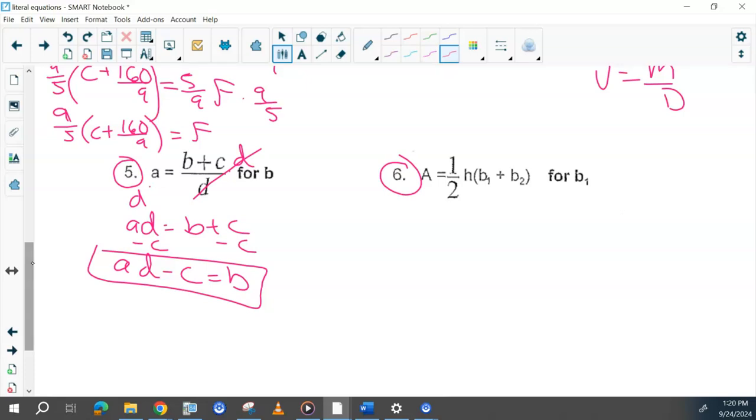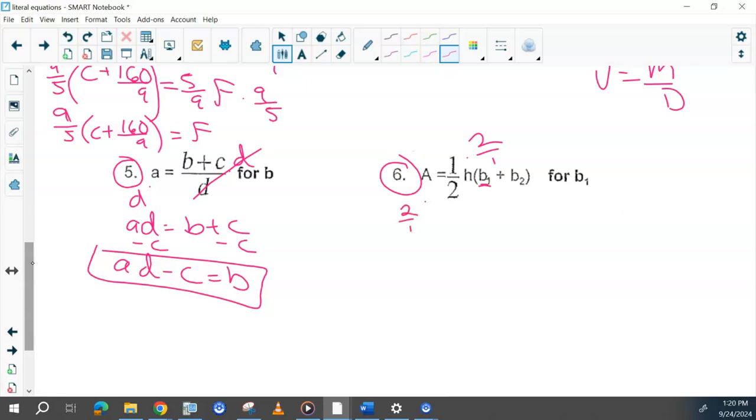6 is very similar to 3, I think that was. We have to get B1 or B sub 1 by itself. It is inside parentheses. We have to get rid of the 1/2 and the H. We're going to do that in 2 separate steps. So we could distribute the 1/2 or we could multiply by the reciprocal. Which one would we rather? So take that, flip that, multiply on both sides.